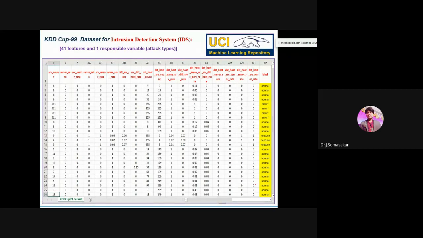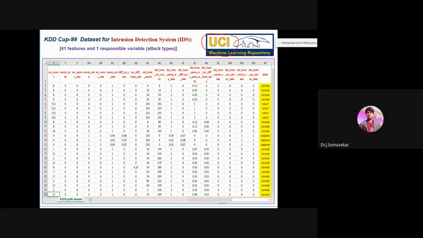I have already shown one base paper, a Bayesian-based intrusion detection system. There we can find complete details, but I will show one example here. This is the data set called the KDD Cup 99 data set. We can find complete information on the data set attributes and their meaning in the repository called the UCI machine learning repository.